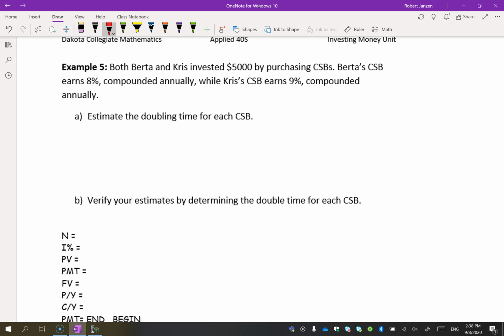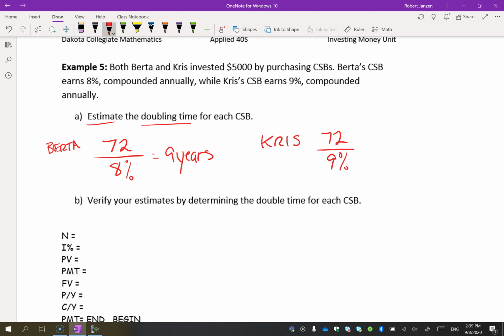Okay, so let's try a couple of questions. So here, first of all, it says estimate the doubling time. So this is a rule of 72 question. If you remember the rule of 72, it's 72 divided by what's the interest rate? 8%. This is for Berta. And if you go 72 divided by 8%, you're going to get 9 years. It'll take 9 years to double. Chris, on the other hand, has a different interest rate, so he's going to go 72 divided by 9%, and this is 8. So obviously, Chris is going to double quicker because he's got a higher interest rate.